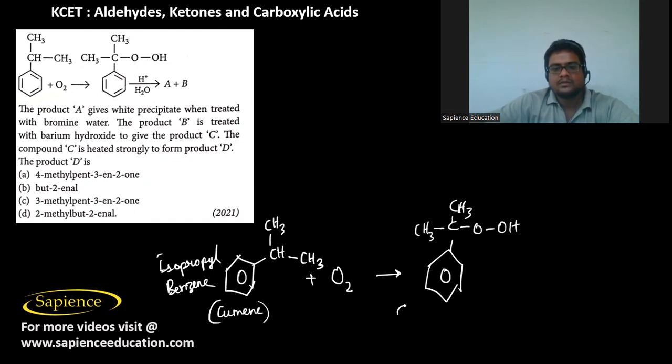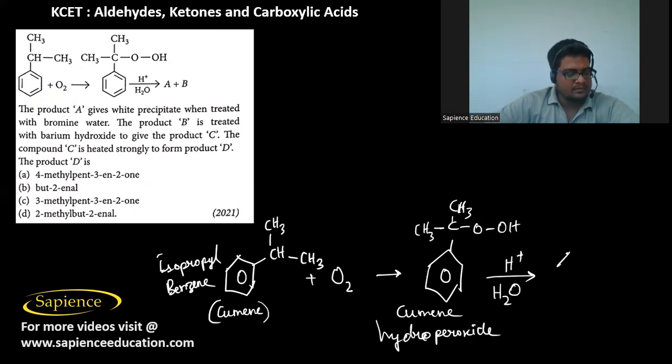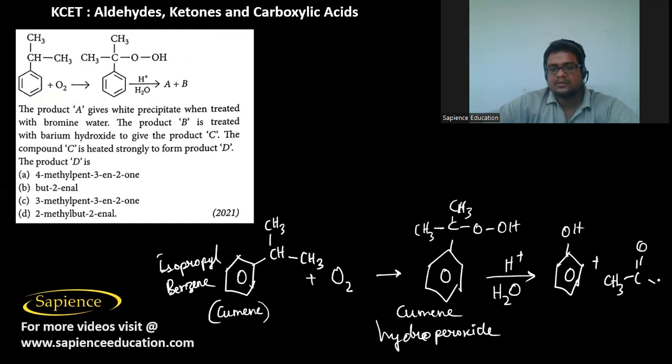CH3OOH. This cumene hydroperoxide is forming, and then it is acid hydrolyzed. So it is hydrolyzed in the presence of an acid to form phenol and acetone. Will form phenol and acetone.